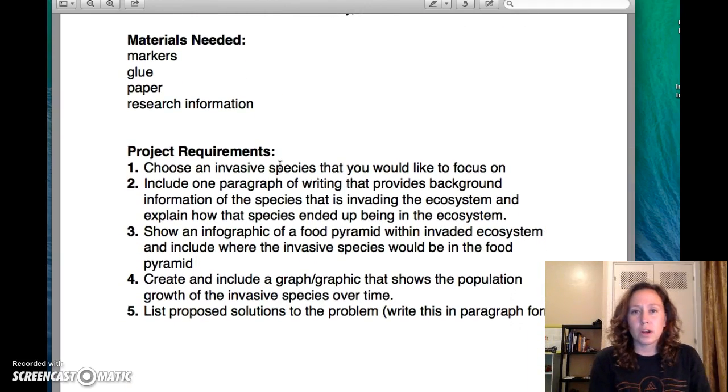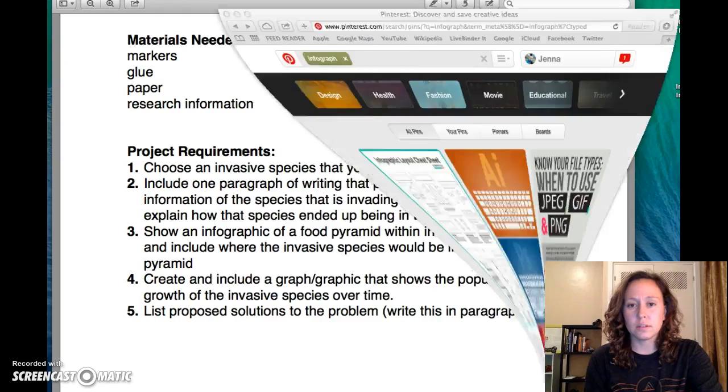So your project requirements: you're going to choose an invasive species that you would like to focus on. And again, that is from a list you will choose from. And you are to include the following things on your infograph. Now let's stop for a second and take a look at what an infograph actually is.